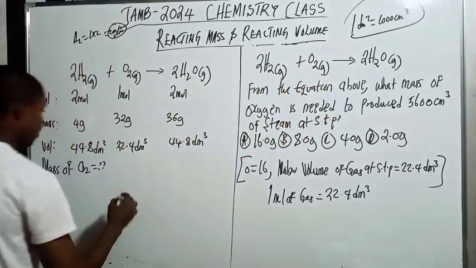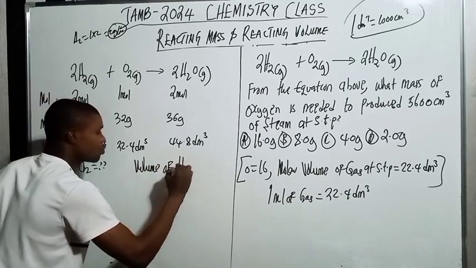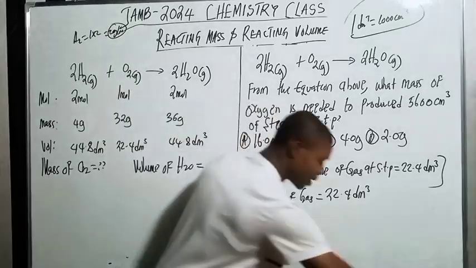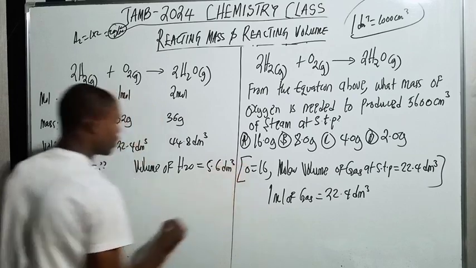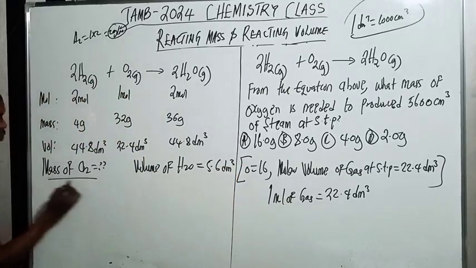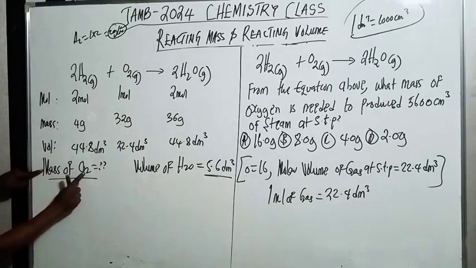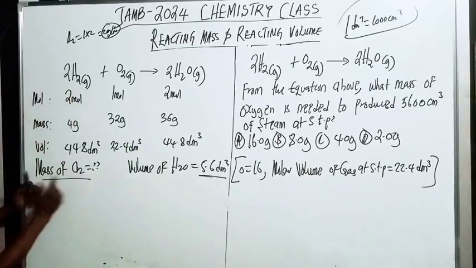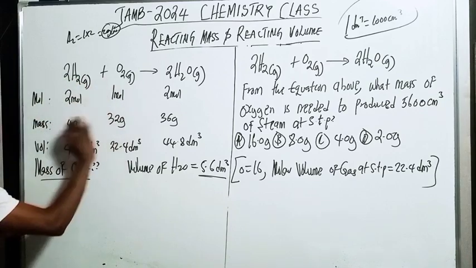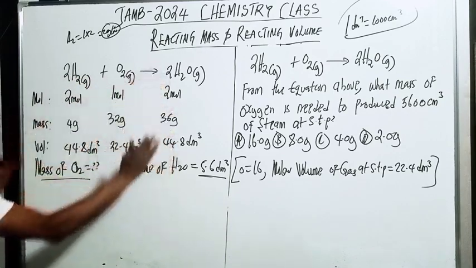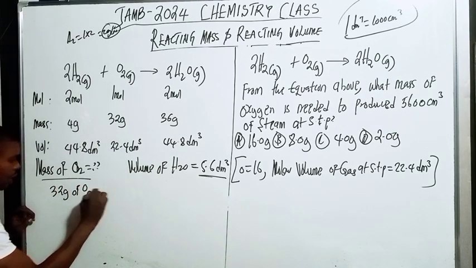So the volume of H2O is 5.6 dm cube. Do you understand? So this is what we are being given here, and this is what I'm looking for. So what is the mass of O2? Mass of O2 is 32, right? From the balanced equation here. So 32 gram of O2 equals to here, right?